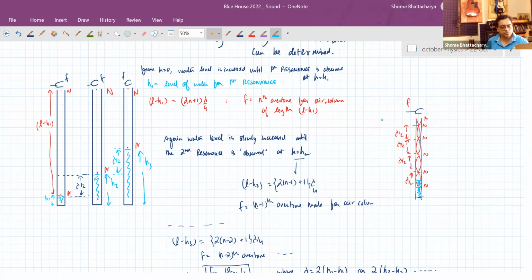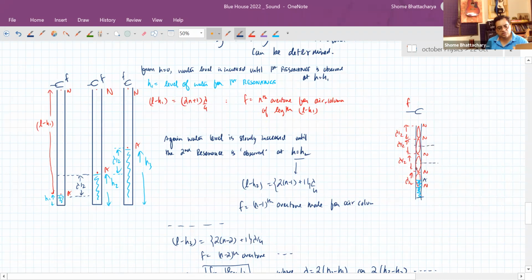And the top point should be a node, a depression node. Okay. So now you can see that the first will be here. Suppose. So the next one will be when it reaches here. The next one will be when it reaches here.